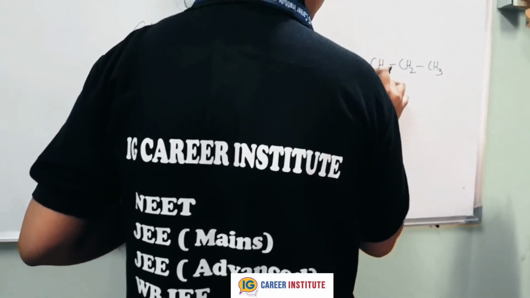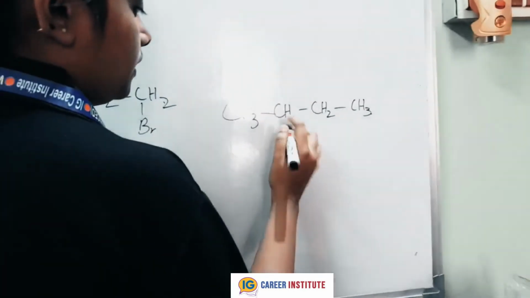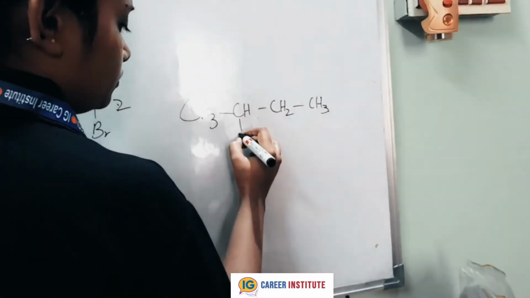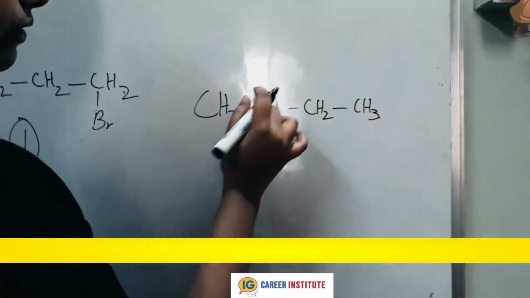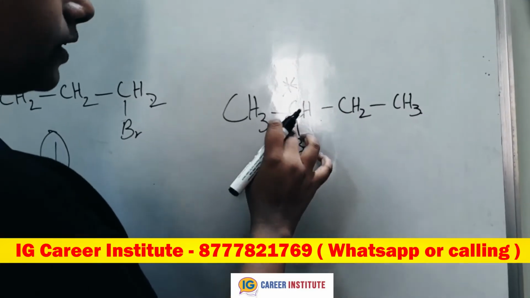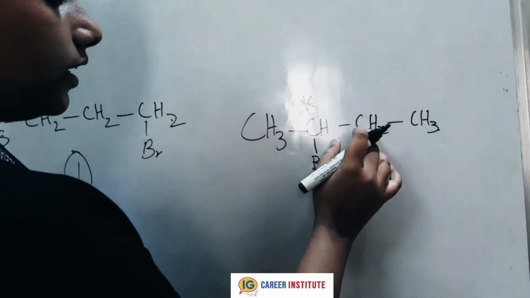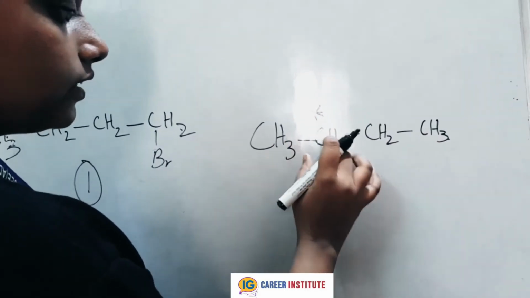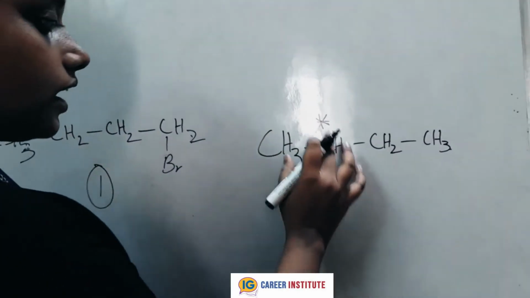Now the second carbon atom and the third carbon atom are equivalent, right? So if I consider here one of the hydrogens will be replaced and bromine will be substituted, then this carbon will become chiral, because this carbon is now attached to 4 different groups. On one hand it has methyl, on the other it has ethyl, on another it has hydrogen, and on the last it has bromine. So it is a chiral center.